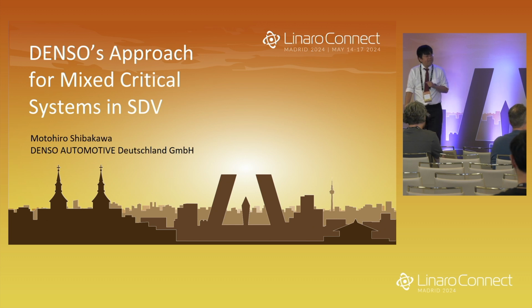So DENSO is an automotive tier 1 company in Japan. Our products are, for example, thermal, the air conditioner, and a powertrain electronics control unit, and infotainment navigation system, and of course ADAS system, and so on and so on.